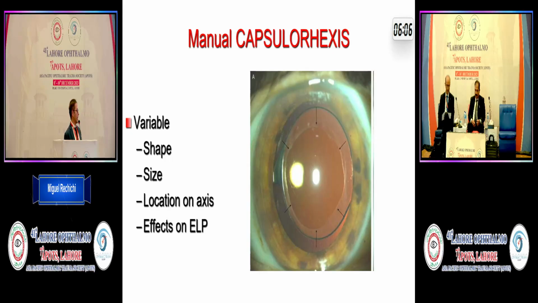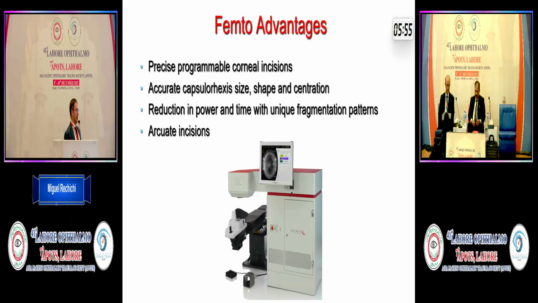So what about the capsulorhexis? It could be variable in shape, in size, in location, and this could also affect the effective lens position. The advantage of the femtolaser is that all the steps are precise, and we can decide how large the rhexis is and what the fragmentation pattern will be, and we can also add arcuate incisions to manage astigmatism.